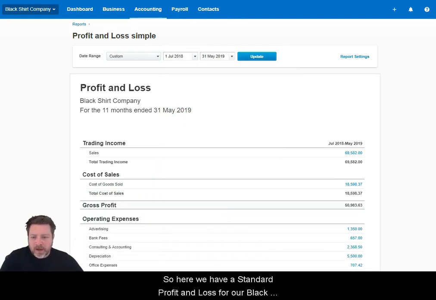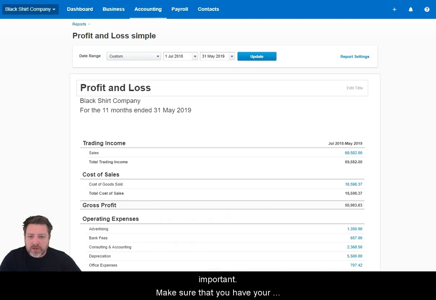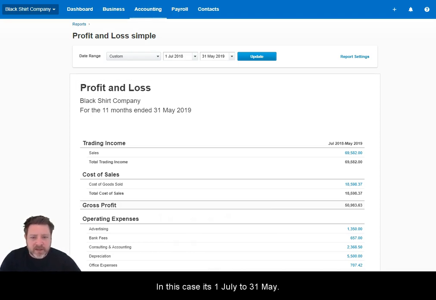So here we have a standard profit and loss for our black shirt company. Our dates are really important. Make sure that you have your correct period that you are wanting to look for. In this case, it's 1 July to 31 May.